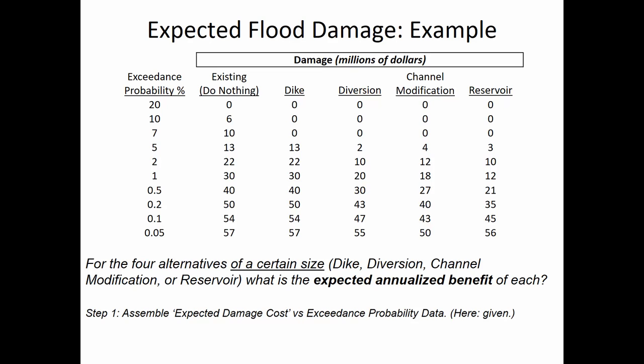So you'd need to find out what properties are now going to be protected versus threatened when the dike is in place, the diversion, and so on. You'd have to essentially evaluate all of them to generate this data, so it would not be negligible to prepare this table. But once you have it, you can calculate the damage reduction versus this do-nothing existing alternative. So we're going to find out how much damage is avoided versus the exceedance probability.